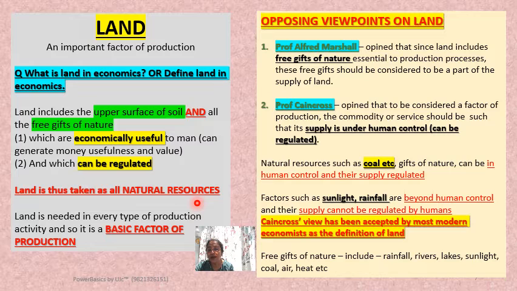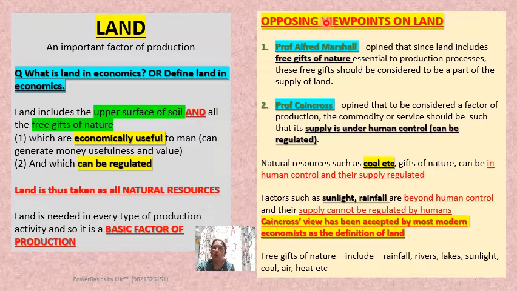The question comes, why is land taken as all natural resources? This is the answer. Land is needed in every type of production activity, and so it is a basic factor of production. The question comes, why is land the most basic factor of production? Without land, labor is going to go and work where? Money has what value? Can you set up factories in the air and space without land? Intelligence is of what use if you can't apply it? Entrepreneurship. So land is the most basic factor of production because land is needed in every type of production activity.